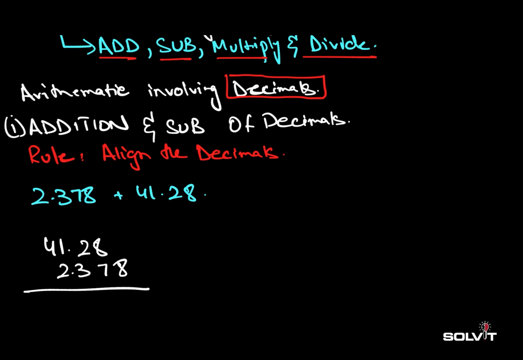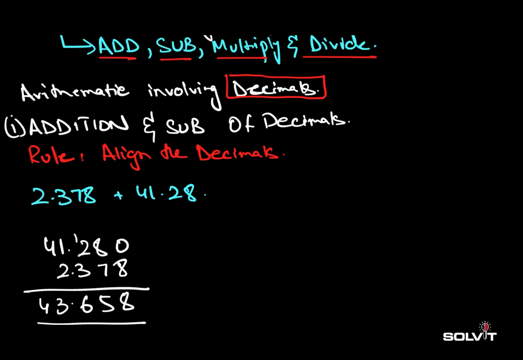2.378, it comes like this, no problem. This is going to be a 0 if nothing is there, so this is going to be 8. Then 7 and 8 add and become 15, right? And then this 2 and 3 add and become 5, and this is going to be 6, and this is going to be 3, and this is going to be 4, right? So guys, that's it. That is how we're going to add a decimals.